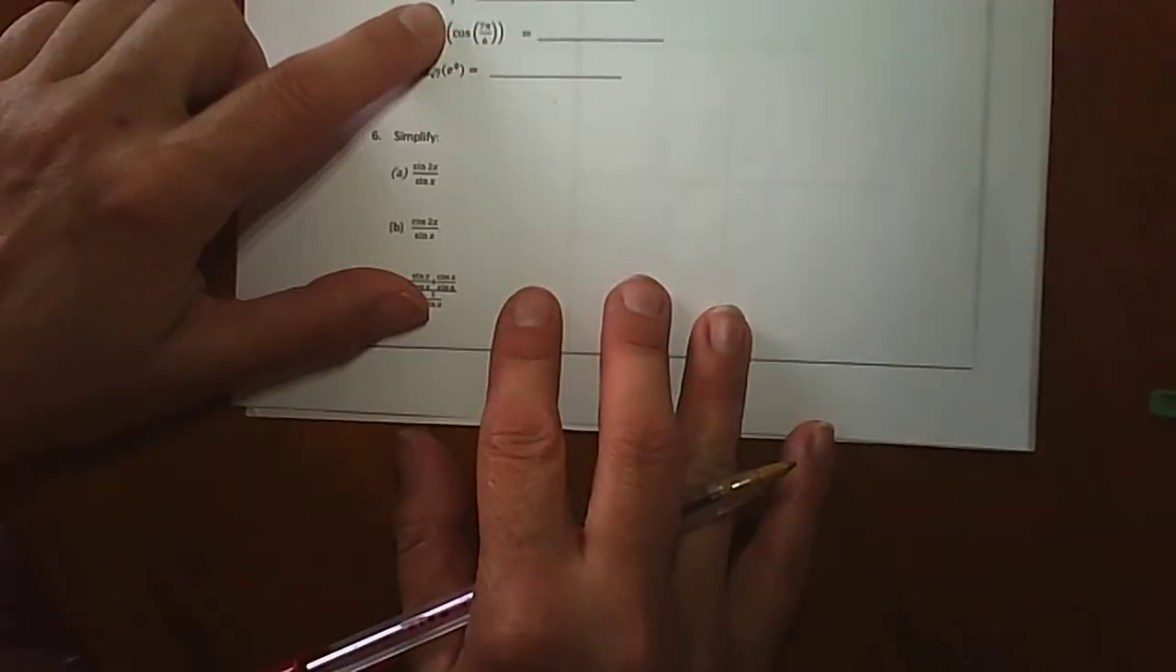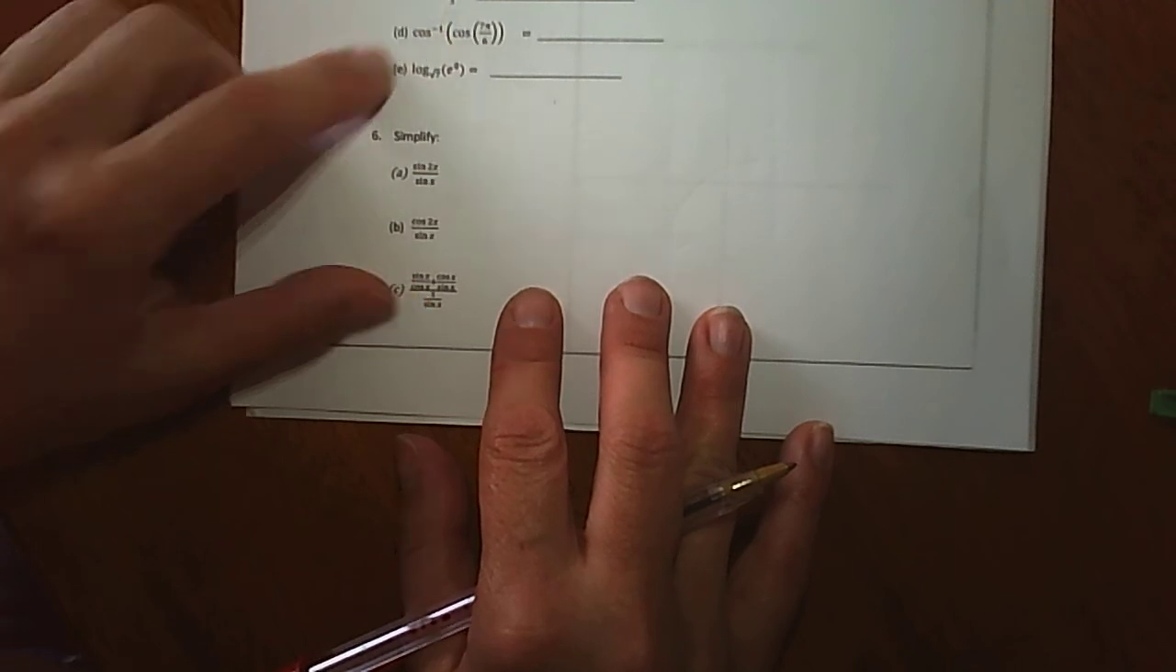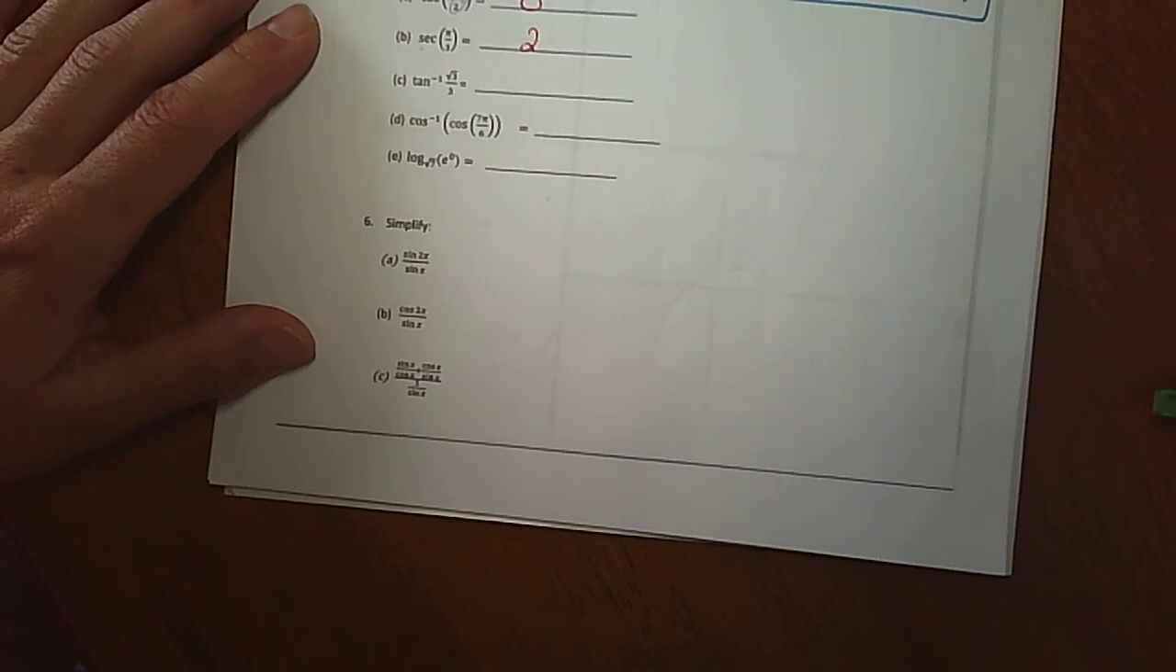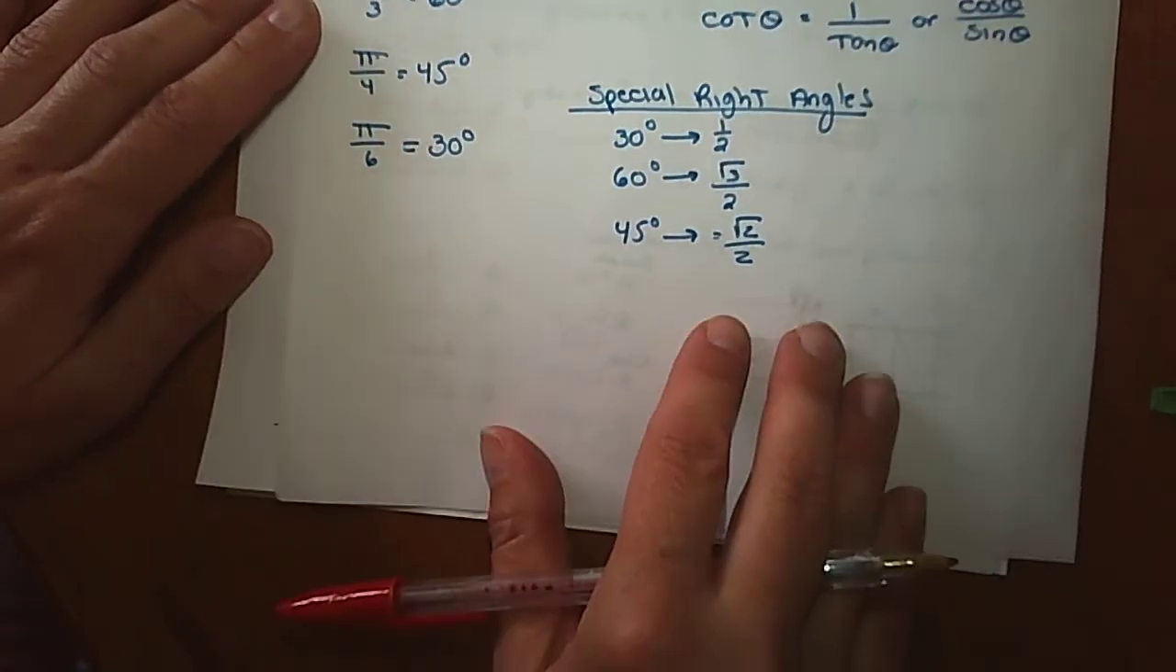Tangent, radical 3 over t. Now this is arctan. Right? So arctan is a whole other can of worms.